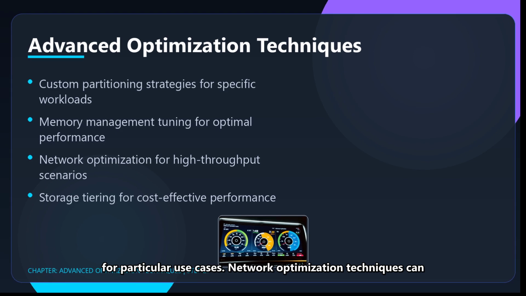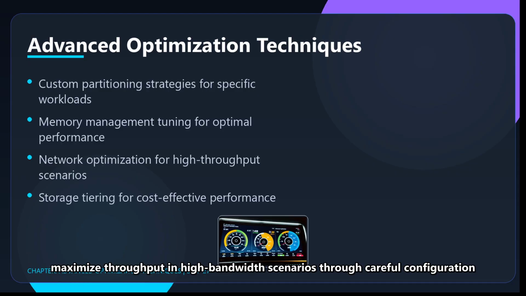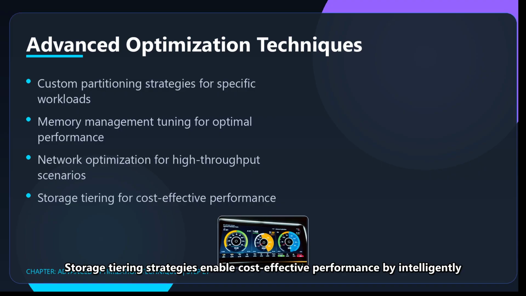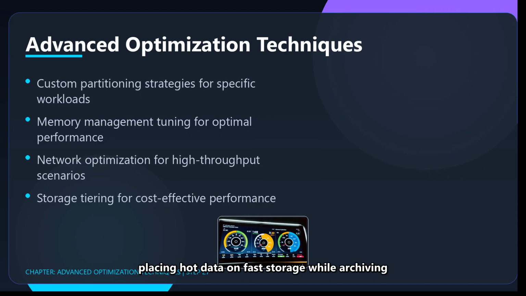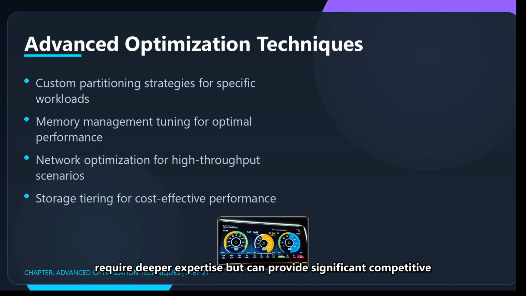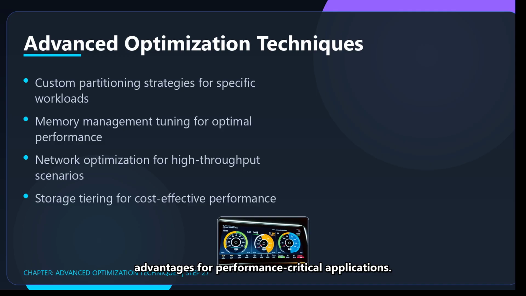Network optimization techniques can maximize throughput in high-bandwidth scenarios through careful configuration of connection pooling, buffer sizes, and routing policies. Storage tiering strategies enable cost-effective performance by intelligently placing hot data on fast storage while archiving cold data on economical alternatives. These advanced techniques require deeper expertise but can provide significant competitive advantages for performance-critical applications.